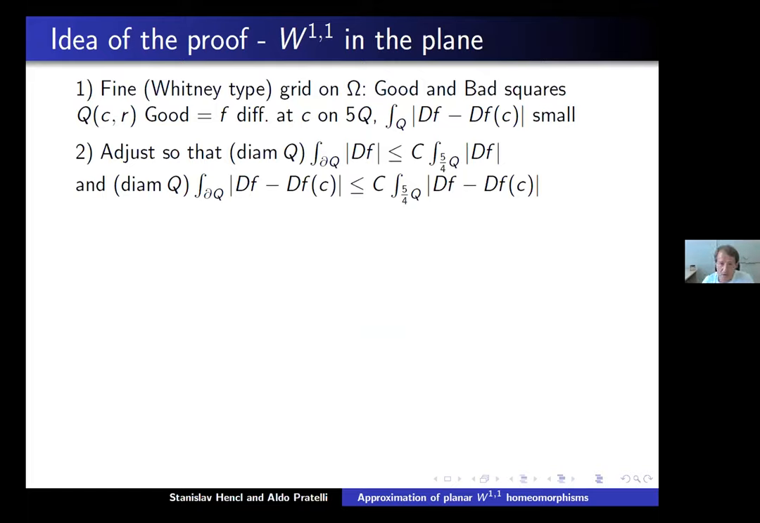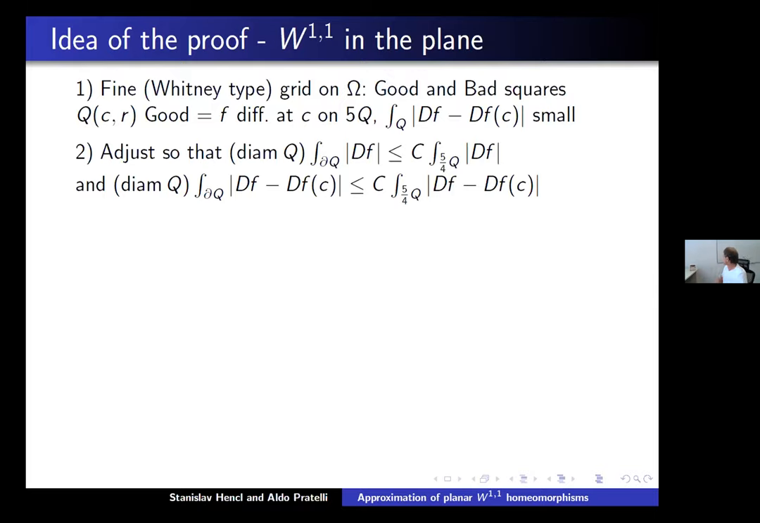Perfect. So what I do now, I divide these cubes into good and bad. So my square is called good if my mapping is differentiable at its center, which means that the mapping is really close to a linear mapping on this cube. And at the same time, I have a Lebesgue point of the derivative. So the integral average of df minus the derivative at the center is really small. So again, we know that almost all points are points of differentiability, almost all points are Lebesgue points.